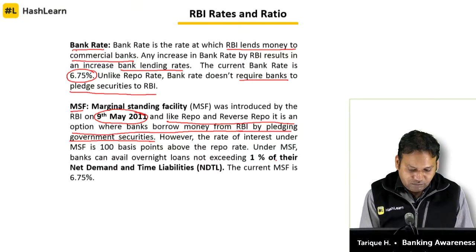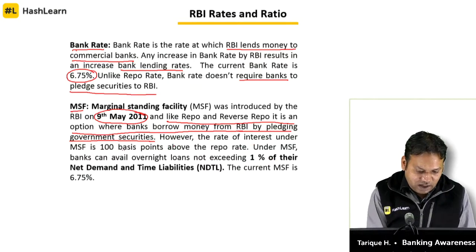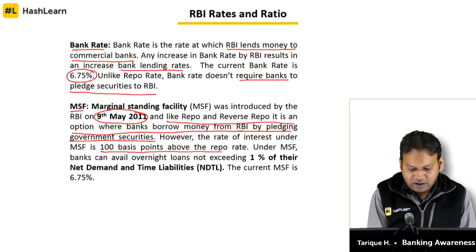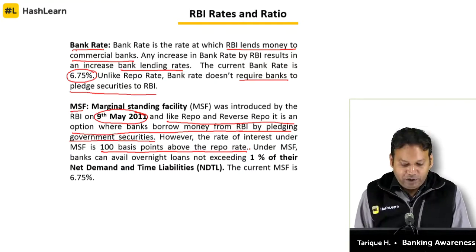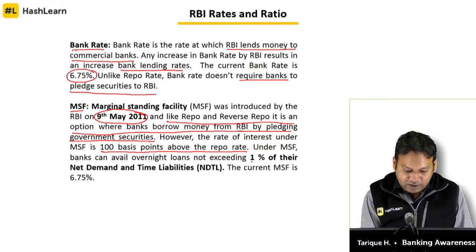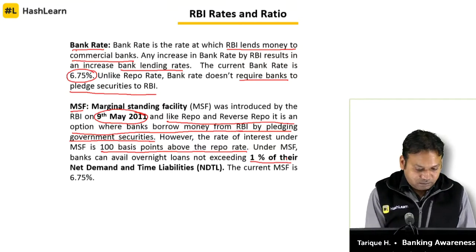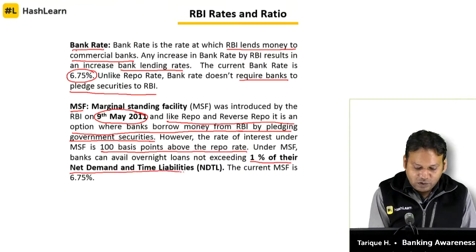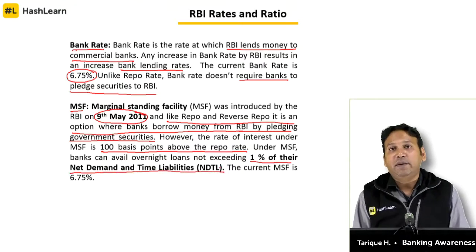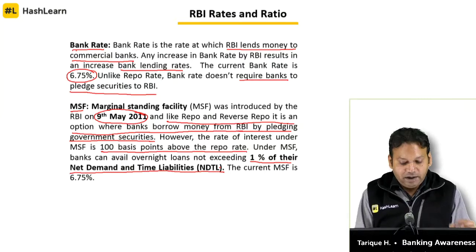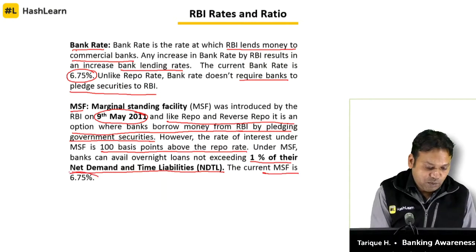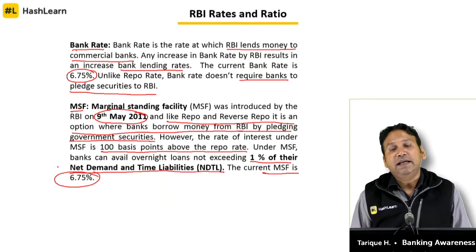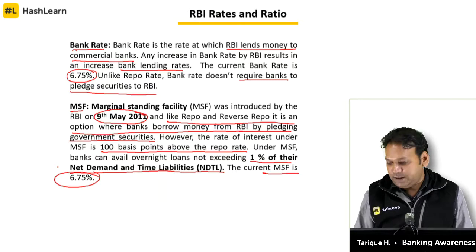And you see MSF is always 100 points above repo rate. ये भी आप देख लीजिए, MSF is always 100 basis points above repo rate. And there is a limit on how much they can borrow, no? How much they can borrow under MSF, not more than 1% of their NDTL, net demand and time liability. And what is the current marginal standing facility? 6.75% is the current marginal standing facility.